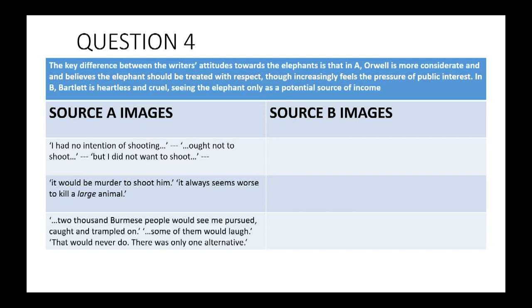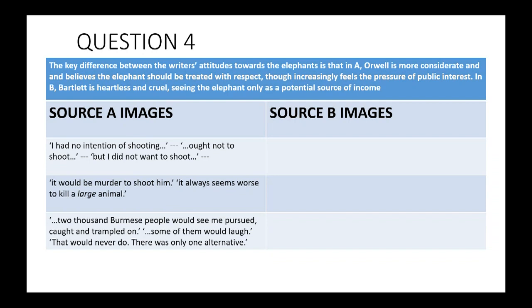And then I would go with something like this, because by the end of the extract, surrounded by 2,000 people, and faced with an elephant that's either going to run him over and charge at him or get shot, that's the ultimatum. So we use words like this: "2,000 Burmese people would see me pursued, caught and trampled on." List of three, tricolon. "Some of them would laugh." So again there's an emotional connection here. "That would never do. There was only one alternative."